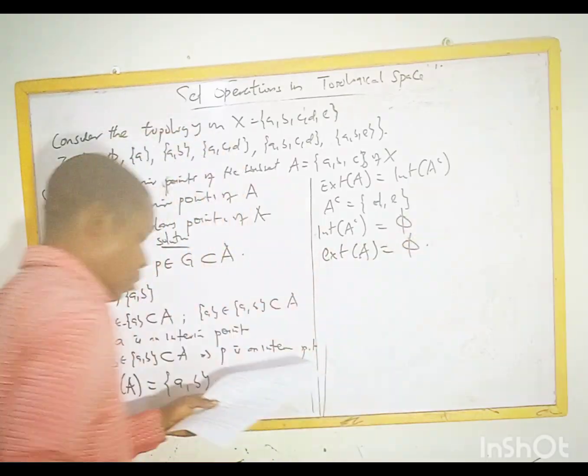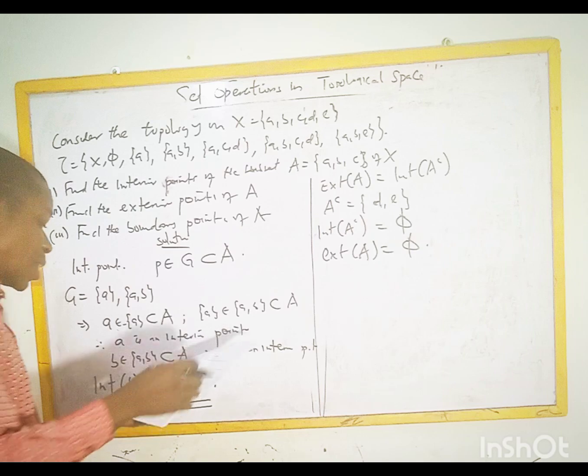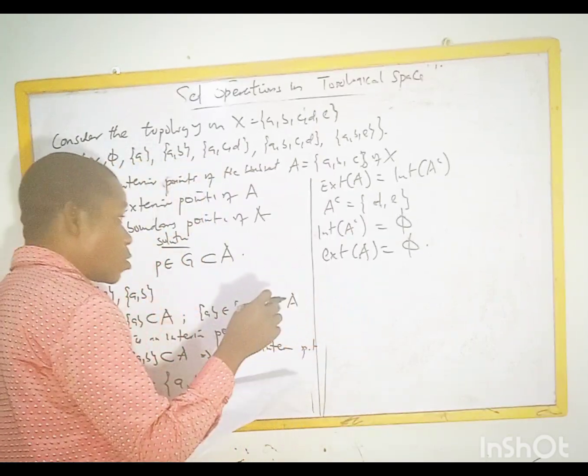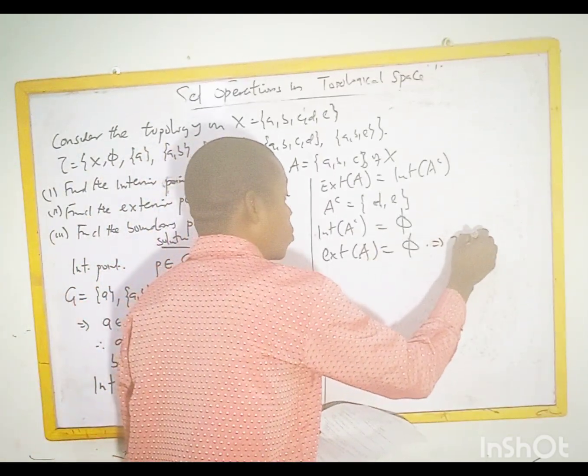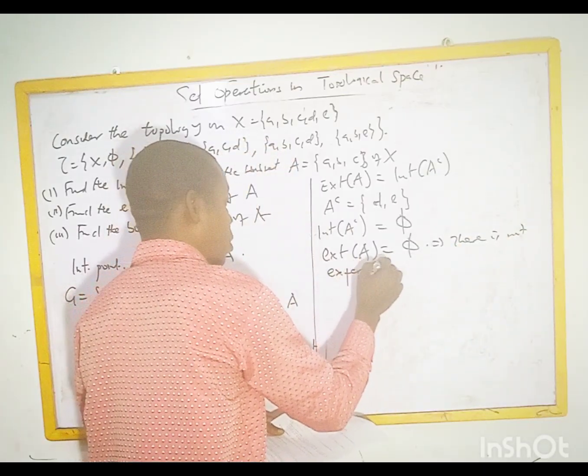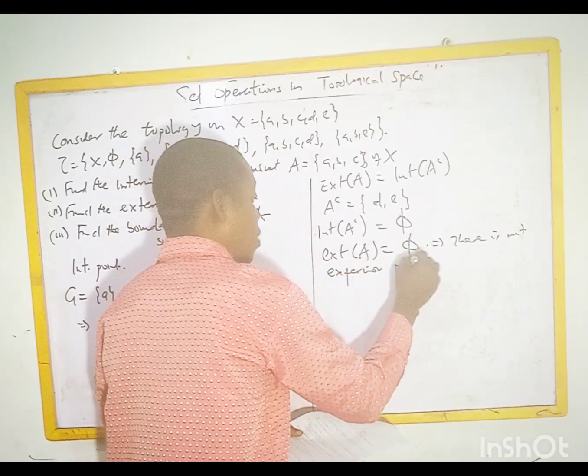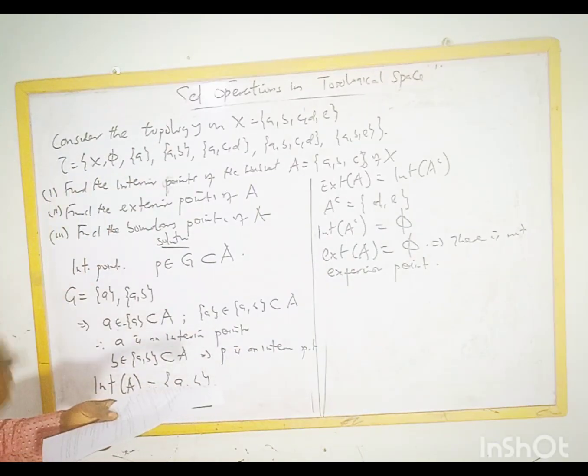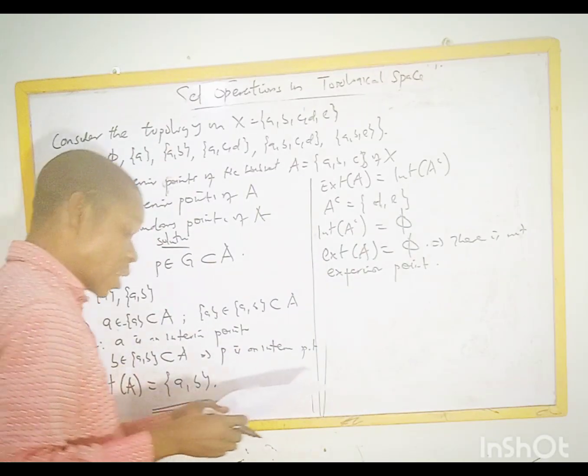That means the exterior of A is the empty set. So if the exterior of A is an empty set, this implies that there is no exterior point. There is no exterior point there, because none of them satisfies the required condition.